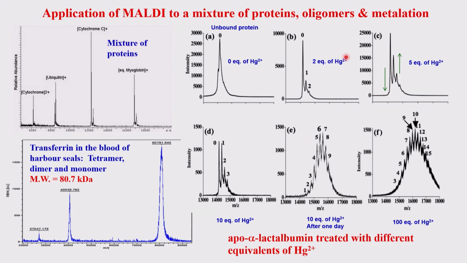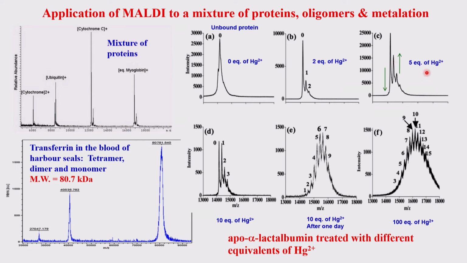showing a metallation. This is a protein, apo-alpha lactalbumin. You started adding mercury to a little extent more, and then looked at the MALDI spectrum. Now, this is where mercury is not added, only the protein is there, unbound. So, you can see the full peak at one place, which corresponds to that protein, of course, at that purity. Now, you add 2 equivalents of mercury 2 plus to that, and you would see something labeled as 1 and 2. That means this much protein has got 1 mercury ion, this much protein has got 2 mercury ions, and this much protein has no mercury ion.